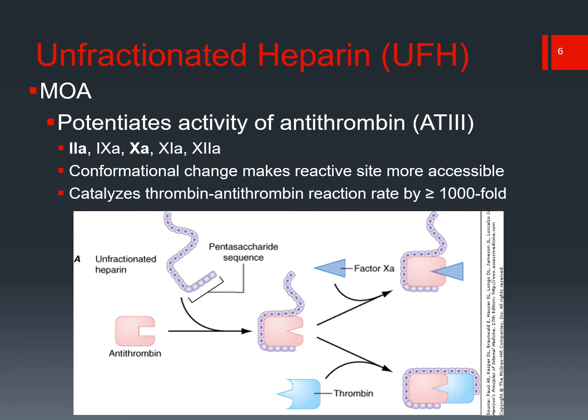In any regard, we know that unfractionated heparin potentiates the activity of antithrombin 3 and most specifically works against factors 10A and 2A, as bolded here on the slide. We do get a conformational change of that antithrombin 3, which catalyzes the activity and causes it to become more potentiated in binding factors 10A and 2A.